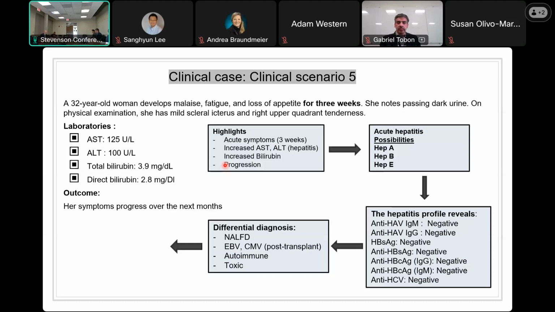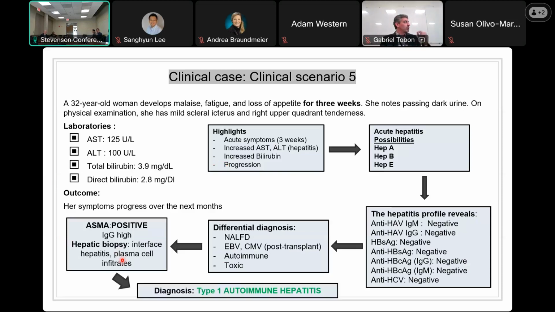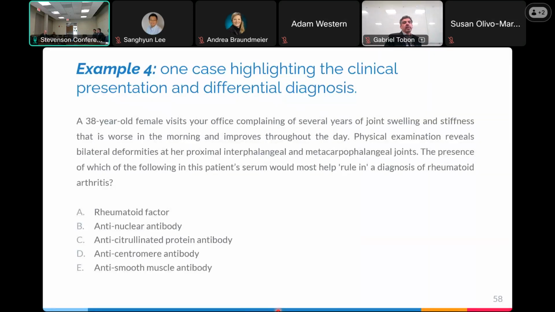Then we ask for the liver biopsy and the different panels, and here we have the main findings for autoimmune hepatitis. So they are able to make the diagnosis using this kind of strategy. The serological panel, which is negative for viral infections, ruling out the different possibilities, and then the findings in the liver biopsy to make the diagnosis of autoimmunity. And this is the last example. So this is one case showing clinical presentation and also the differential.